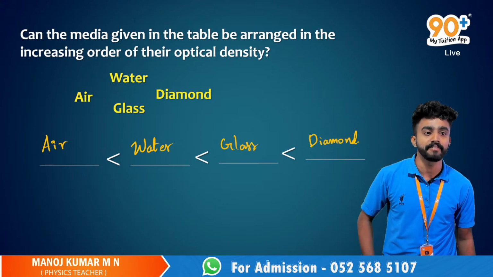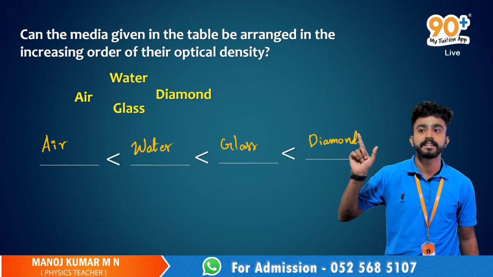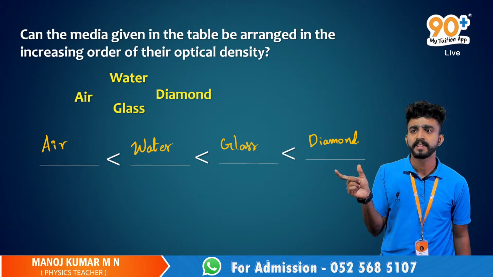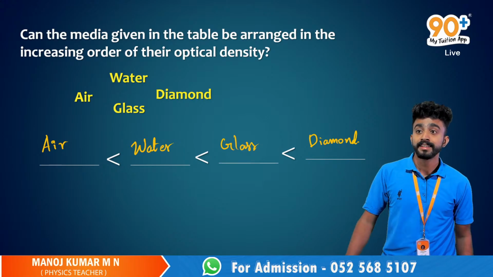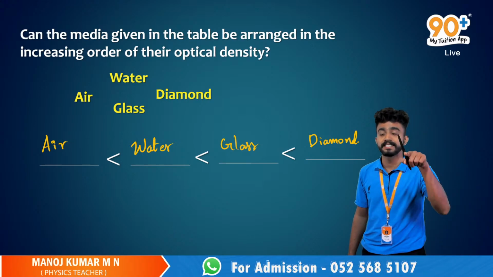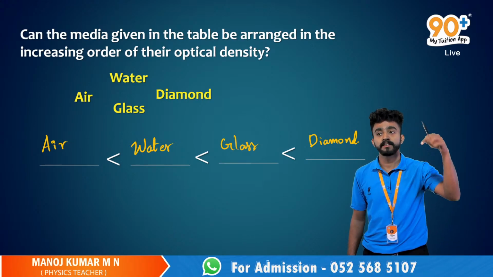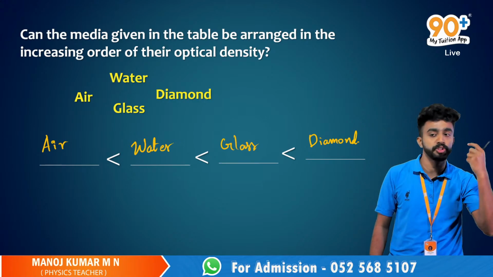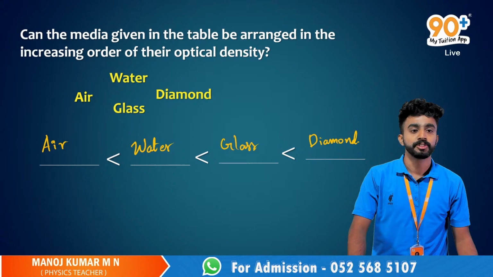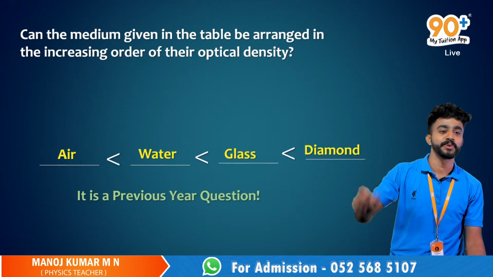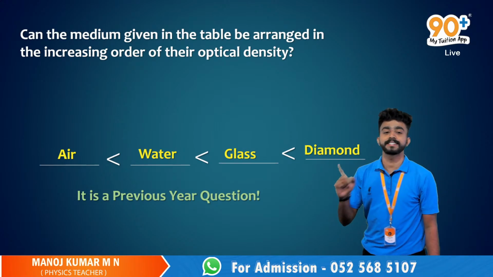So did you understand why we wrote diamond in the end? Abdul? Why? Because it has more density, more optical density, which means the speed of light will decrease or will be slow. Fine, fair enough. So let's rearrange it and check it out. Yes, there you go. So air, water, glass and diamond.